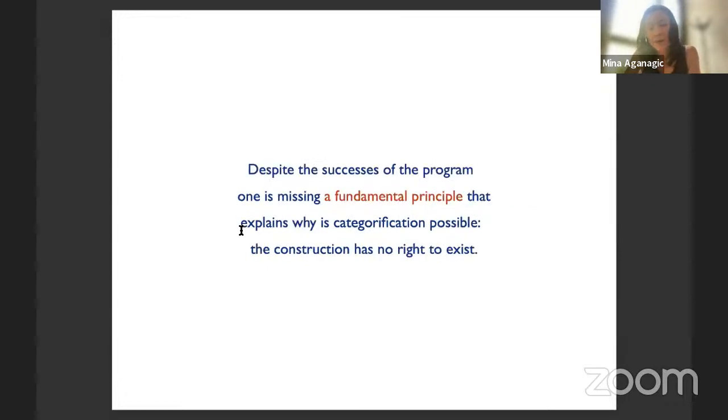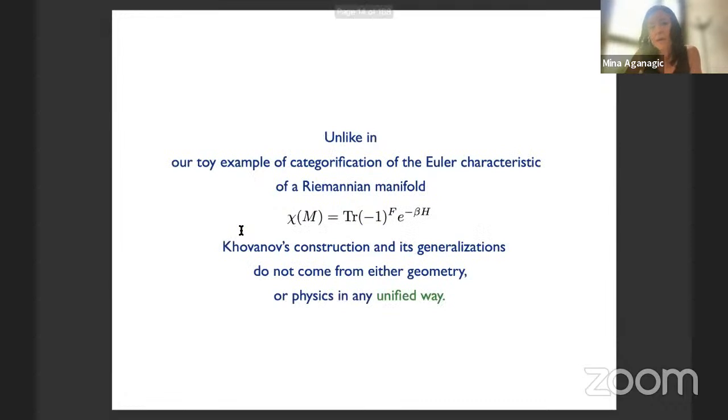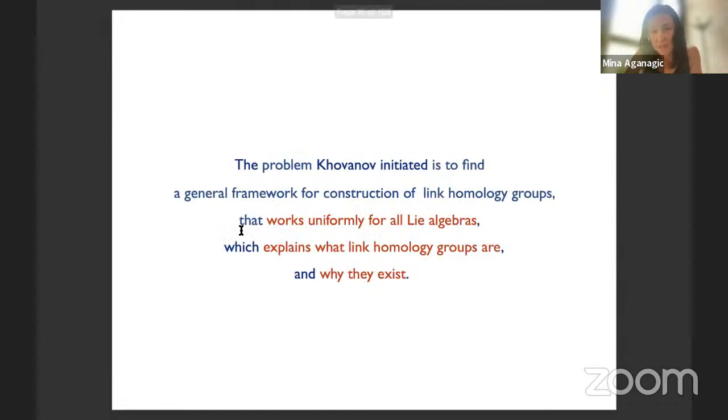Despite the successes of the program, one is missing a fundamental principle that explains why categorification is possible. This construction has really no right to exist. Unlike in our toy example of categorification of the Euler characteristic, Khovanov's construction and its generalizations do not come from either geometry or physics in any unified way. The problem Khovanov initiated is to find a general framework for construction of link homology groups that works uniformly for all Lie algebras, which explains what link homology groups are and why they exist.